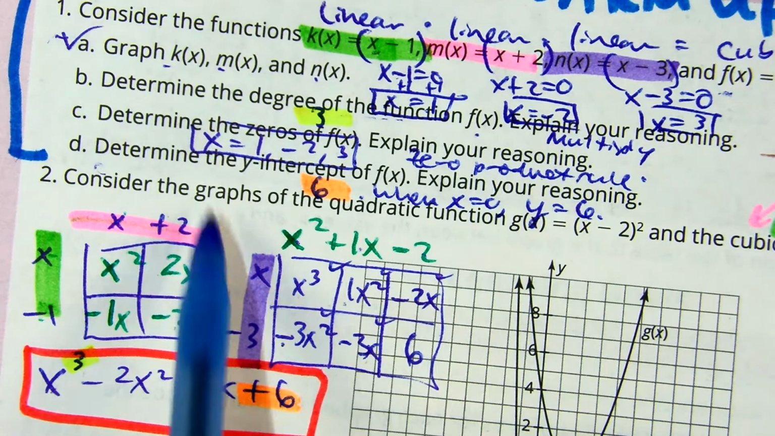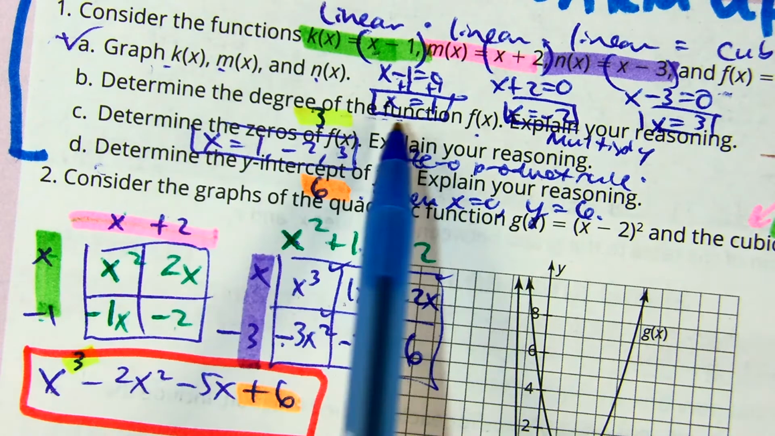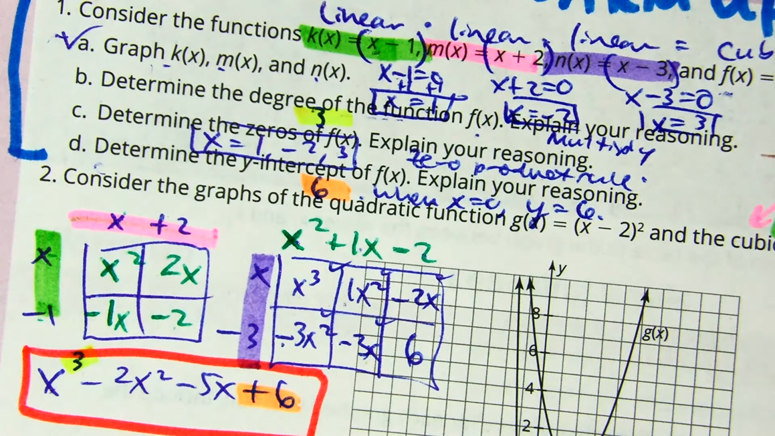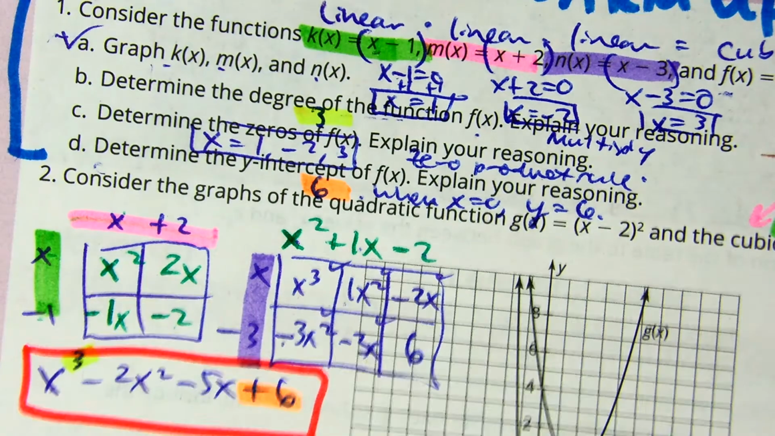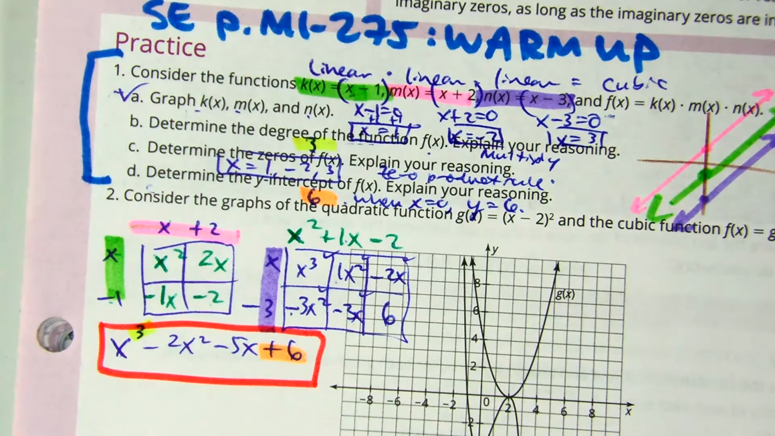And let's go back to the original part. Oh, it didn't tell us to graph f of x. So there you are. 3 linears form a cubic function, and then these are the different characteristics and behaviors of the graph.